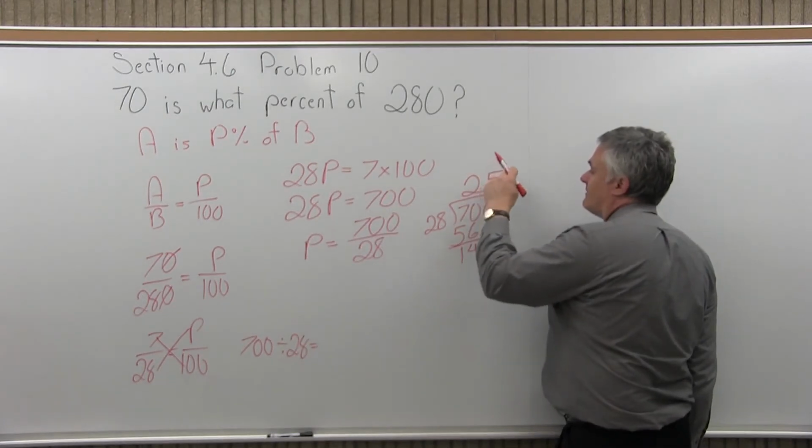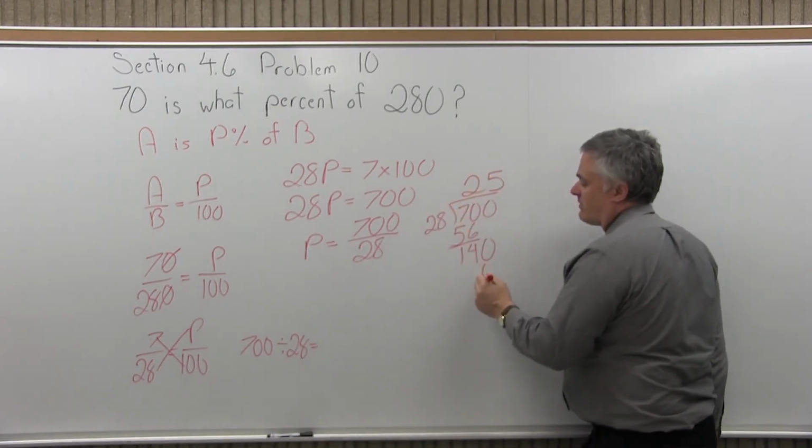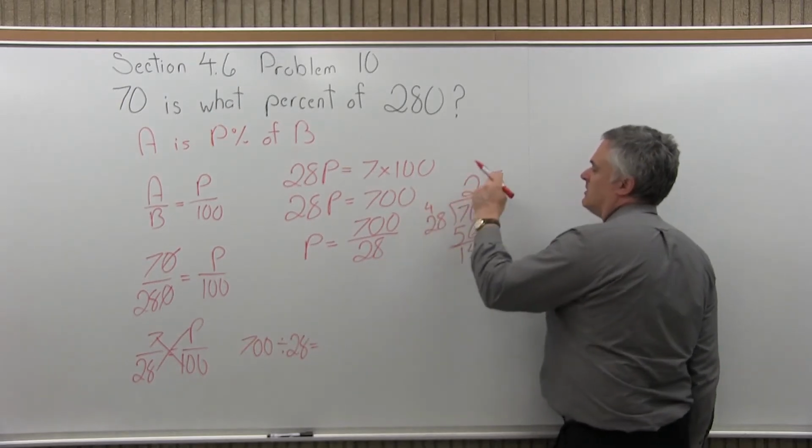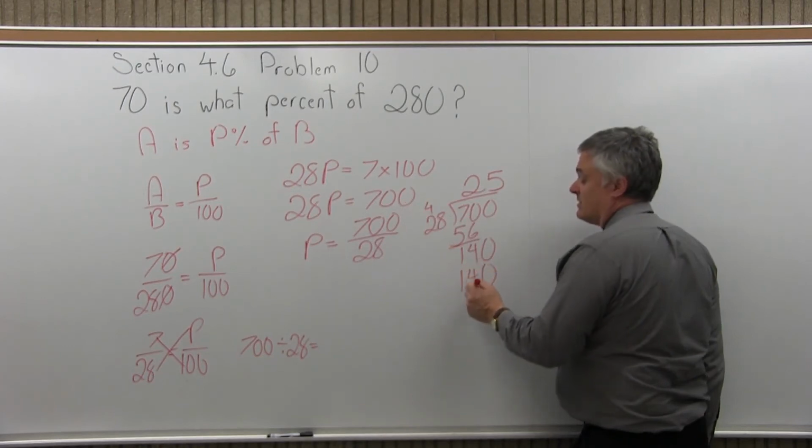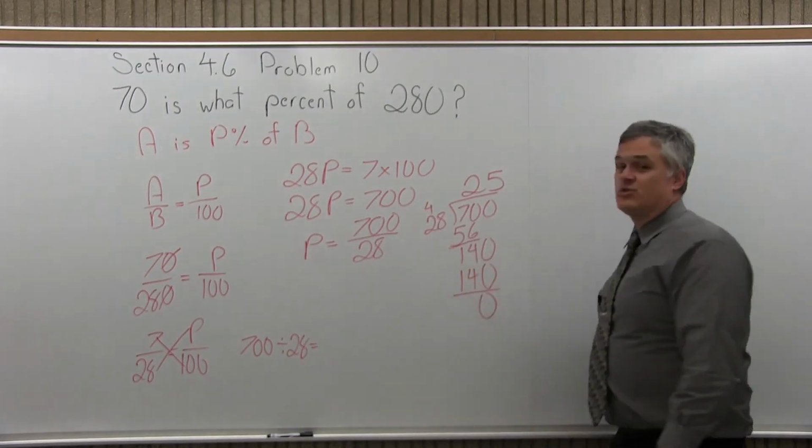Let's use the 5. So 5 times 8 is 40. Write the 0, carry the 4. 5 times 2 is 10, plus the 4 more that we carried. 10 and 4 more is 14. So it goes in evenly. So it's 25.